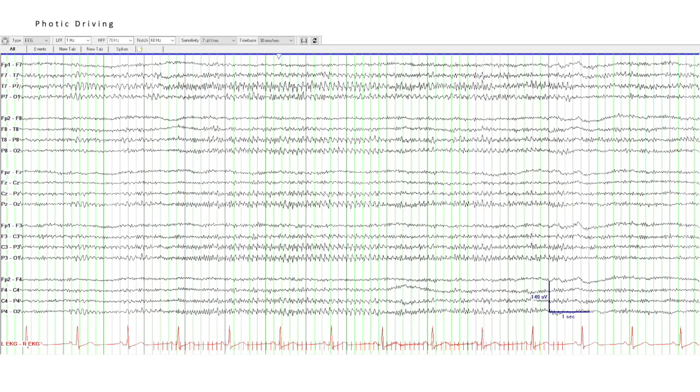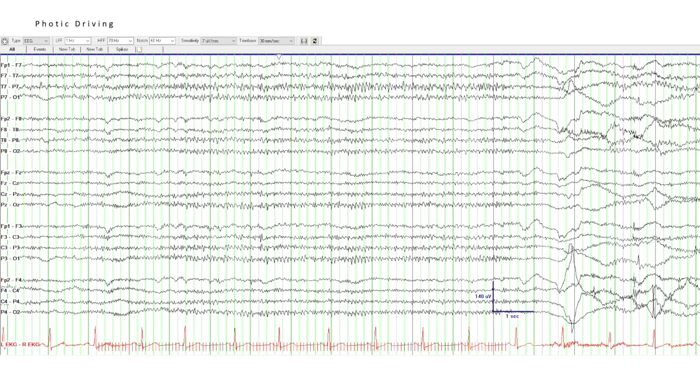Here's an example of photic driving. If you see these red lines down here below, that represents when the strobe light's firing. And you see that at the same frequency above, there are these waveforms most prevalent in the occipital region. This is photic driving. Here is another example where you see there are little red lines here representing strobe light flashes, and there are corresponding frequency locked discharges here in the occipital region.